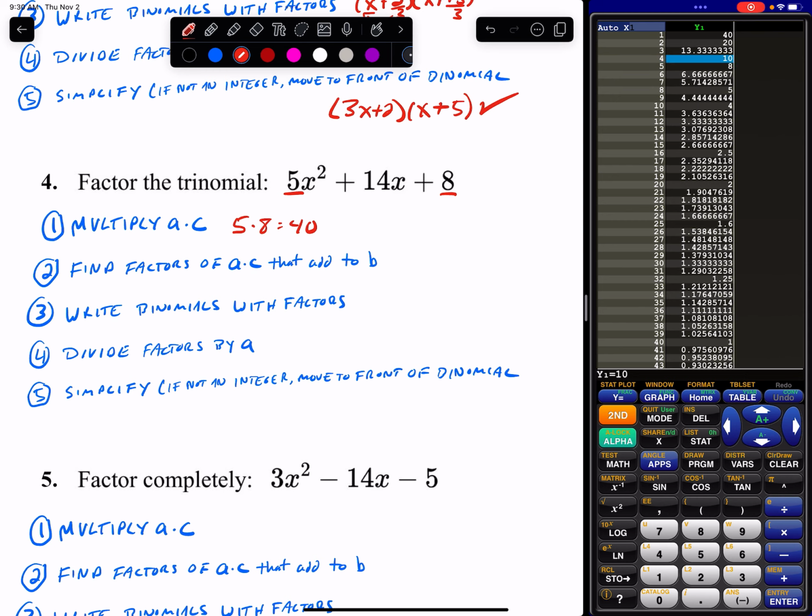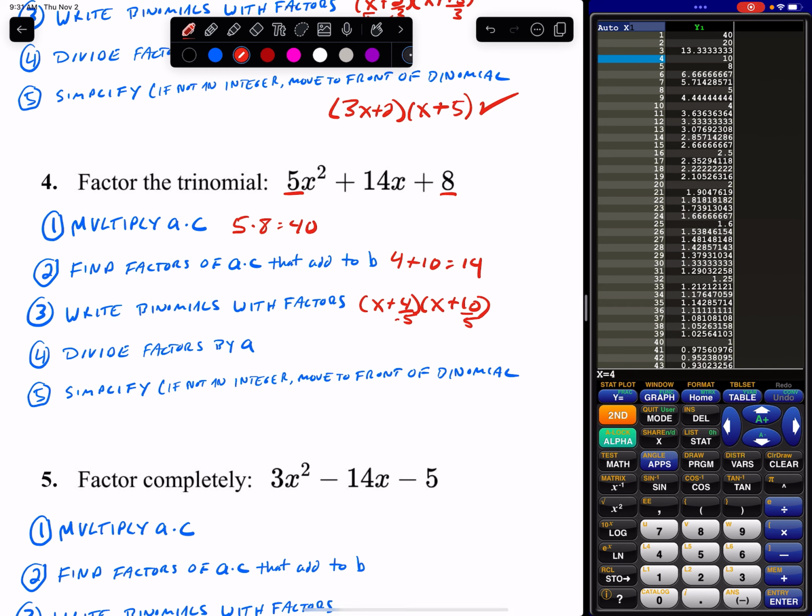And then here you can see that 4 and 10 are going to be the numbers that we need, because 4 plus 10 is 14. So now write the binomials with the factors, x plus 4 and x plus 10. Step 4, divide by the a value. So if I divide by 5 and I divide by 5, last step is simplify.